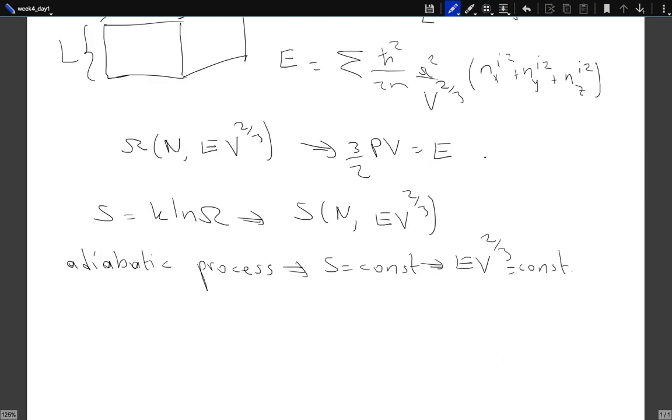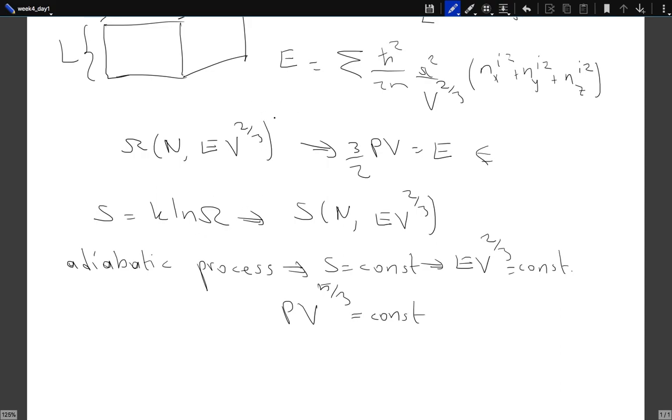And since we already know that E is just equal to PV up to this constant 3/2, we see that PV to the 5/3 is constant in an adiabatic process. So this was just an equation that we had derived for the ideal gas using also thermodynamics. So we could obtain exactly the same relationships using this statistical approach.